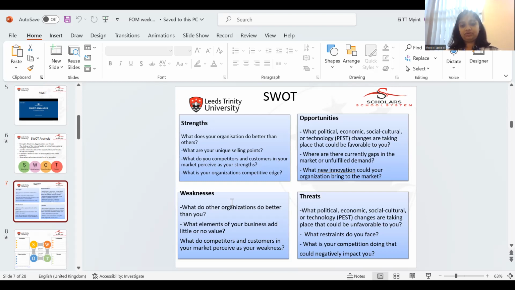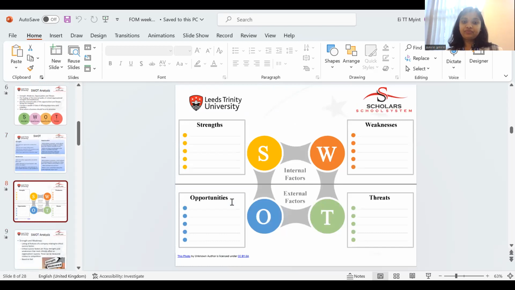Next would be, what restraints do you face? What is your competition doing that could negatively impact you? If there is some kind of competition in the market, if you have somebody who is at the same level as you, you have to check what kind of negative impact they could have on you. So you have to be very careful in that case as well.